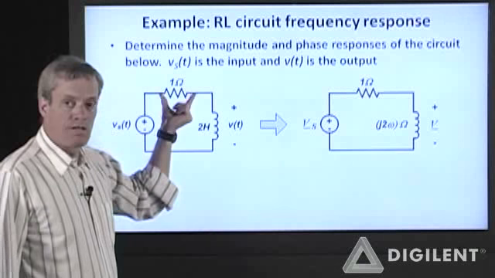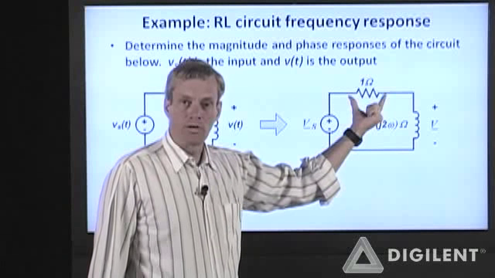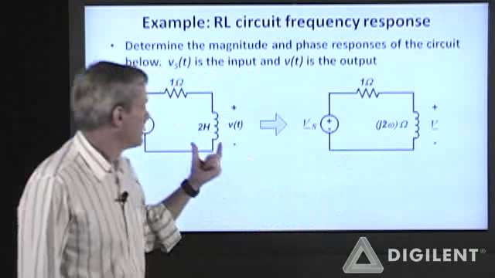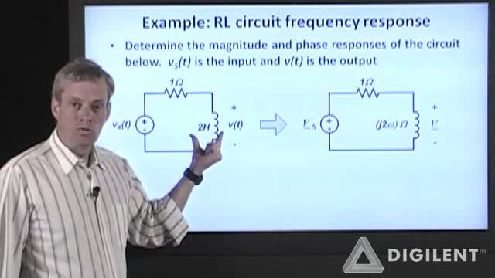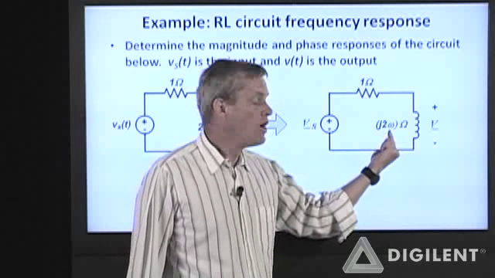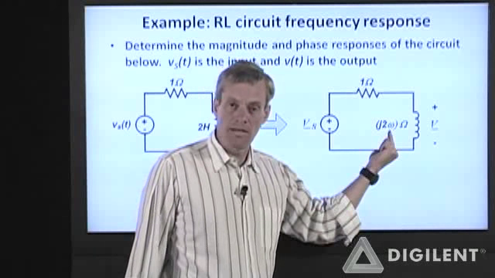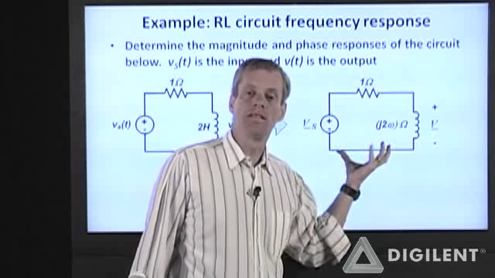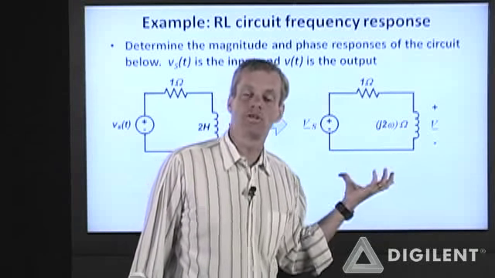The resistor's impedance just transfers directly over, so it has a 1 ohm impedance in the frequency domain. The inductor's impedance is J times omega times L. That becomes J times 2 Henries times omega. Omega is still an independent variable. We've now got a representation of the circuit in the frequency domain as a function of frequency.